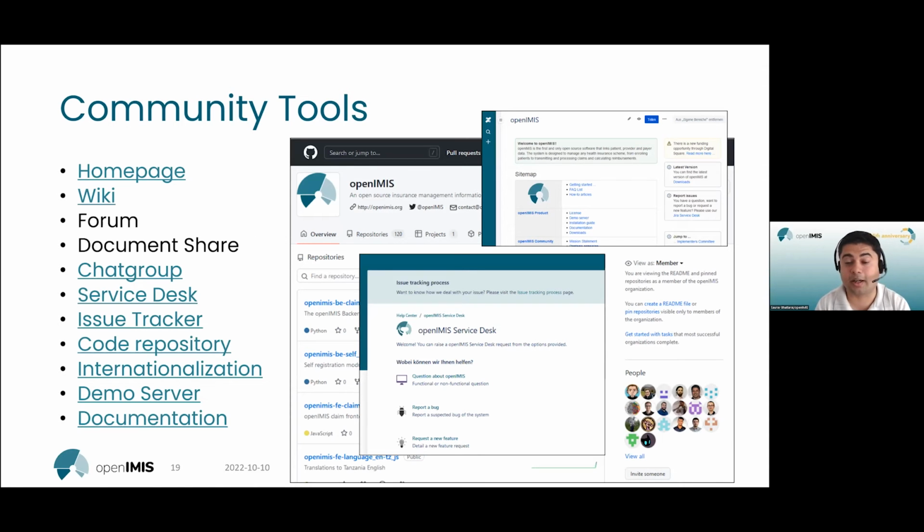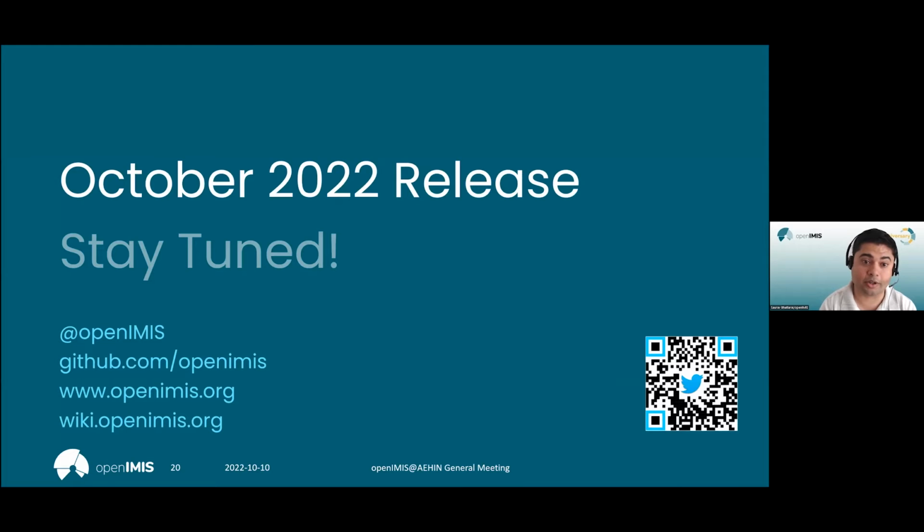So for all of that, we really want you to engage within the community. We have a lot of tools available, ranging from the wiki, which is our knowledge hub, to forums, a chat group, as well as a service desk where you can ask questions. Of course, all our code is on the GitHub repository, and we do have a demo server for you to play around with. So please do engage, tell us about your implementation needs, and we'll try to see how best openIMIS can be used in your scenario.